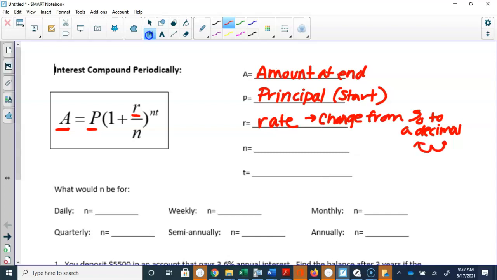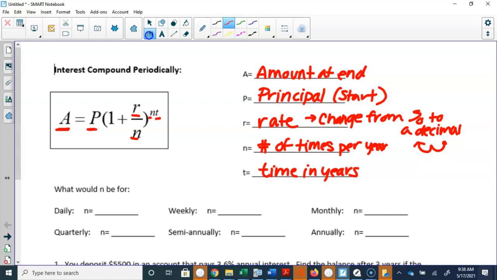This N here stands for the number of times per year our money is compounded, meaning how many times is that interest rate going to be applied, and we're going to make a little bit more money. And then this T right here, so we have N is twice. The T is your time in years. How many years are you going to leave your money in the bank, okay?